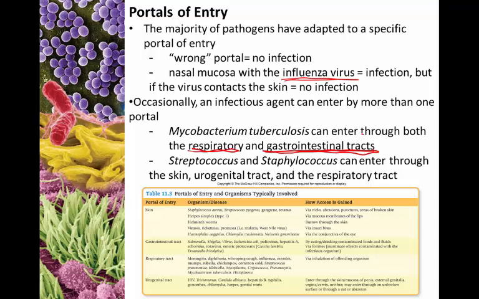Organisms like Streptococcus and Staphylococcus actually enter through the skin, the urogenital tract, the respiratory tract. Interestingly enough, where these enter the body actually determines what type of infection you will be dealing with. Okay? So these are organisms that, depending upon where they come into the body, can cause a wide variety of different types of infections.